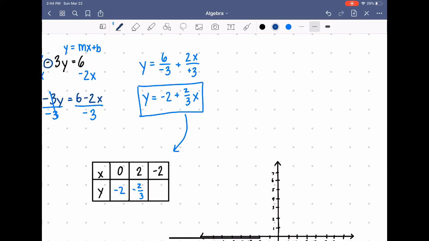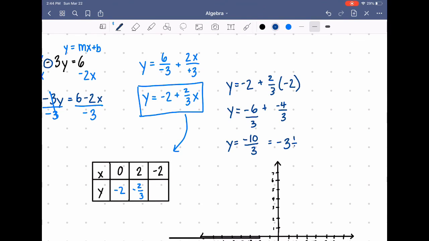The next one we have to plug in is negative 2 as x. So we have y equals negative 2 plus 2/3 times negative 2. So that would be y equals negative 2 plus negative 4/3. We have to find a common denominator again. Let's make that the same as before. A nice negative 6/3 plus negative 4/3. So that would be y equals negative 6 minus 4 is negative 10 over 3. Which is equivalent to negative 3 1/3.